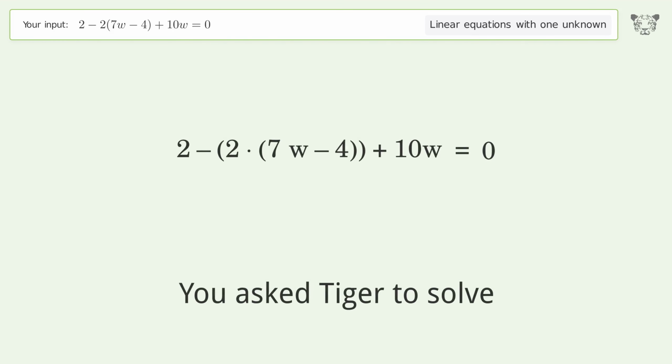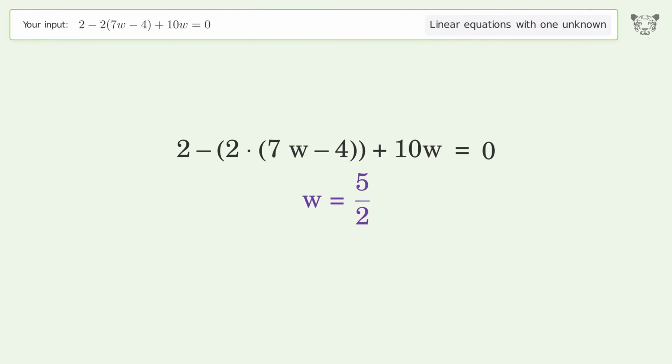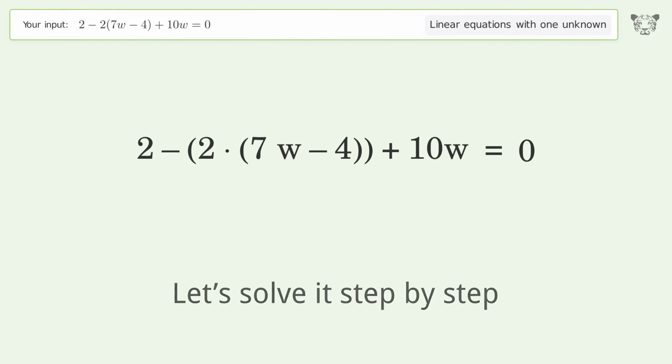You ask Tiger to solve this. It deals with linear equations with one unknown. The final result is w equals 5/2. Let's solve it step by step.